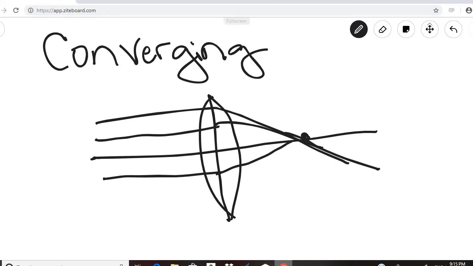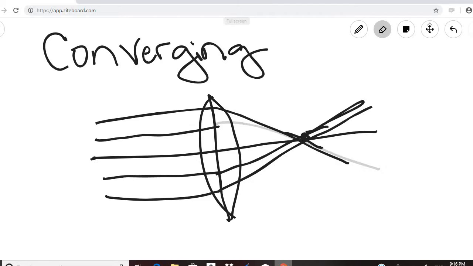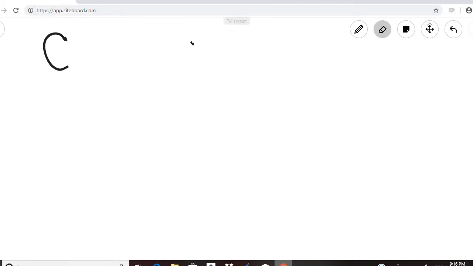So anything horizontal is going to converge at the focal point. Okay, so that's what a converging lens is. Any beam of light that travels through that lens horizontally is going to bend and converge at the focal point. So just like we have done before, we can predict what an object will look like when it is viewed through a converging lens.